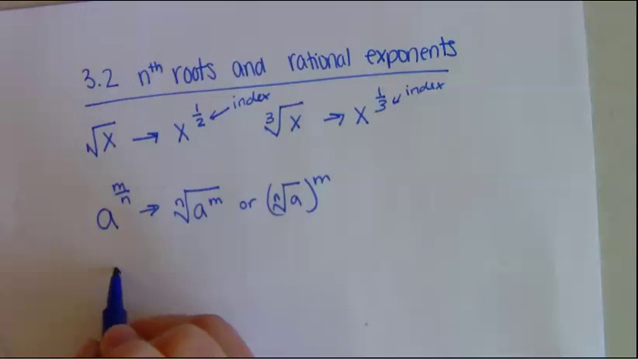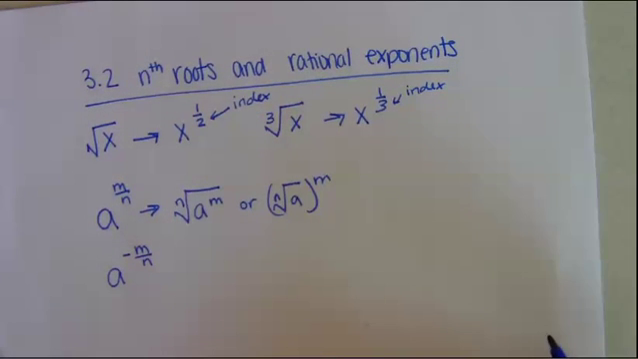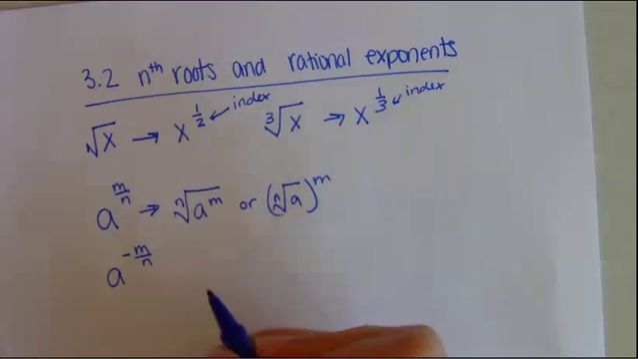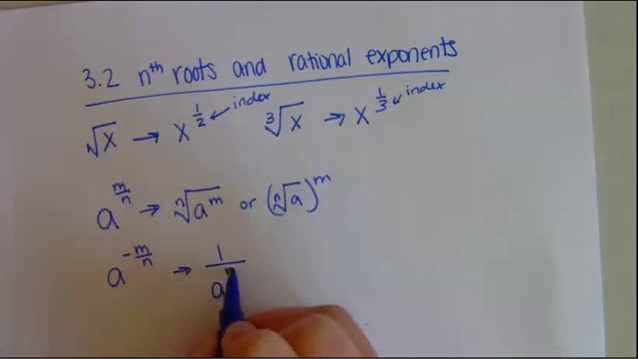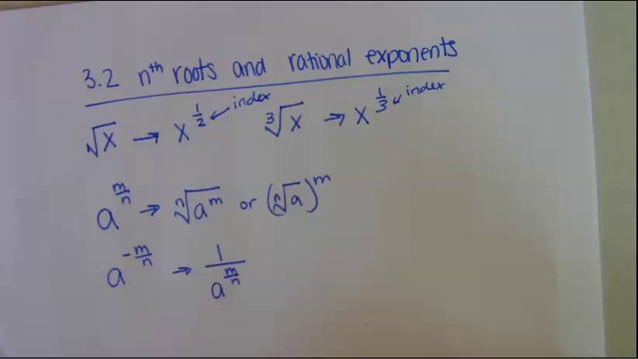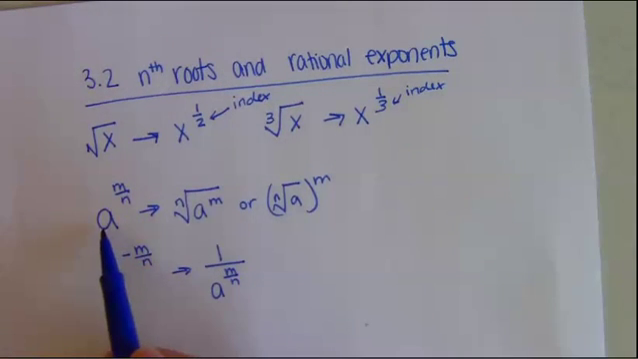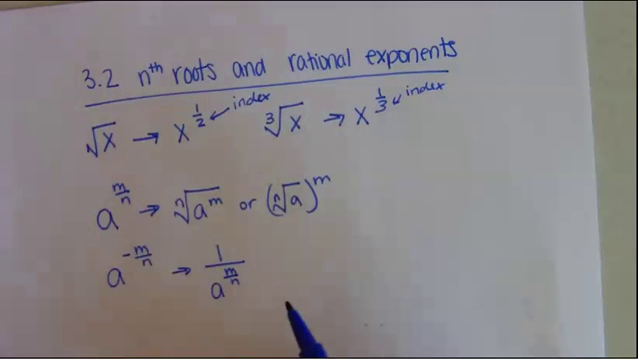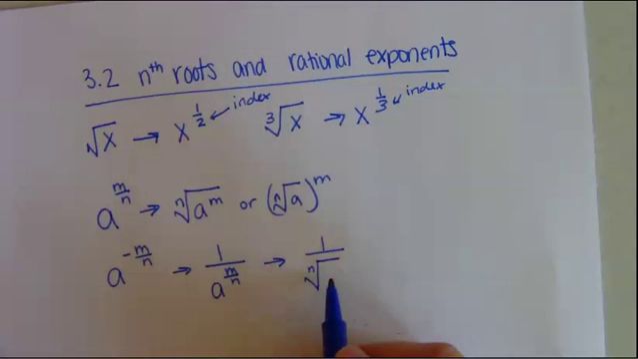Now we also have a negative exponent. Remember that negative exponents really just means that you put that in the denominator of a fraction. So that's going to be the same thing as 1 over a to the m over n. And because these mean the same thing, here's that rational exponent, here's that radical, there's that rational exponent, there's that radical.